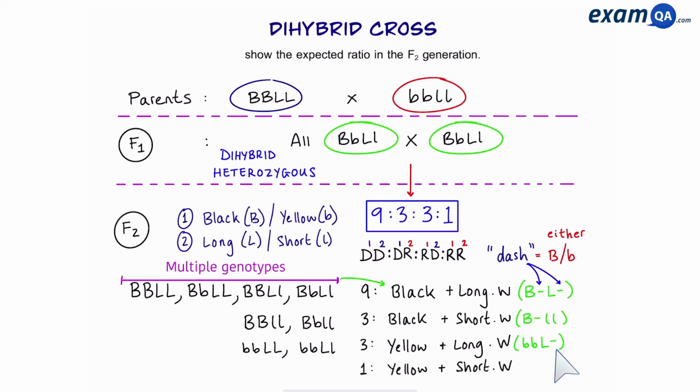And finally, one offspring will have yellow fur with short whiskers, and that will be this genotype. This will not have a dash method because there's only one genotype coding for this particular phenotype.